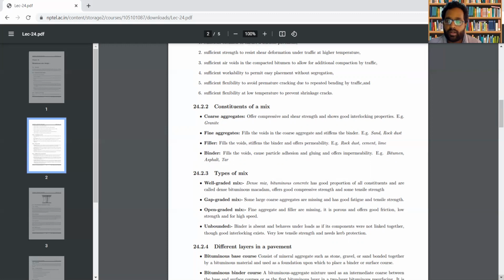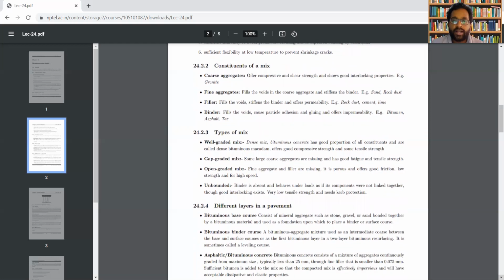Next one is unbounded. Unbounded means there is no presence of binder. Binder is the agent which will provide the binding action. So unbounded mix means that binder is absent, and under the load, this will be behaving like it is not linked together. Actually, the purpose of binder is that there will be coarse aggregates and the voids of the coarse aggregate will be filled with binder. So this binder will be joining the coarse aggregate particles together and they will be made as a single unit, right? But under the influence of load, the components will be acting as if they are not linked together.